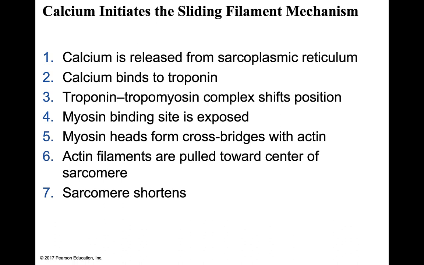Calcium will bind to troponin. The troponin-tropomyosin complex will change position. Now, the myosin binding site is actually exposed. The myosin head will actually connect with the actin, forming a cross bridge, and actin filaments are going to be pulled towards the center of the sarcomere, resulting in the actual shortening of the sarcomere. Myofilaments do not shorten. It is the sarcomere that actually will shorten.